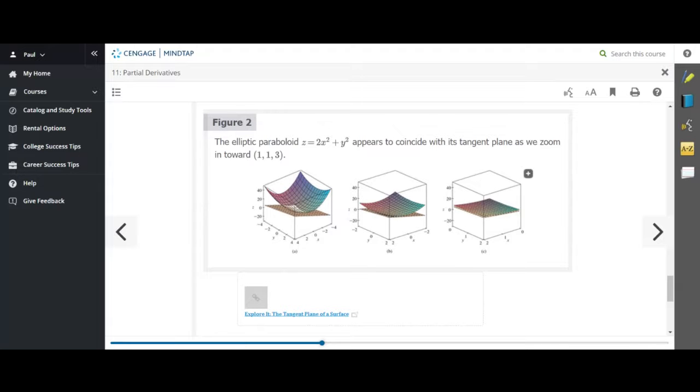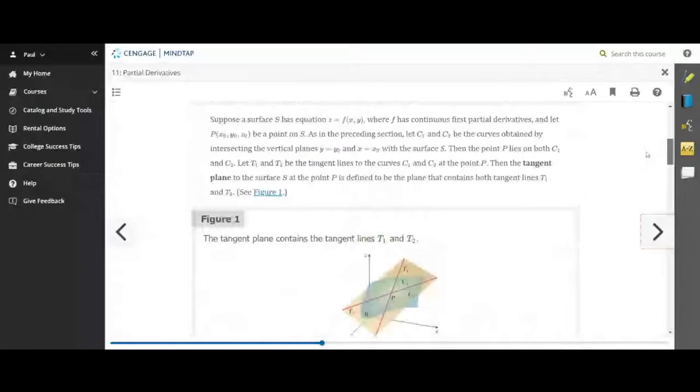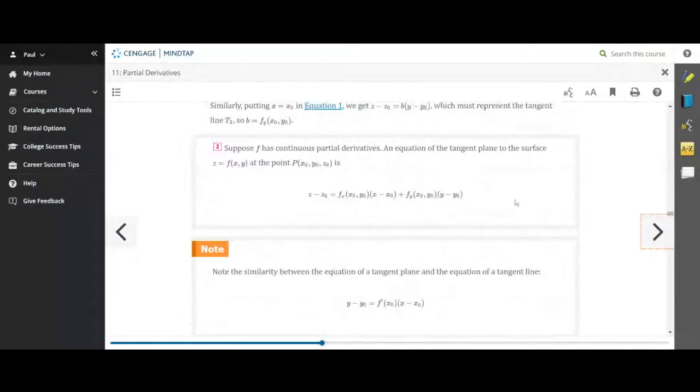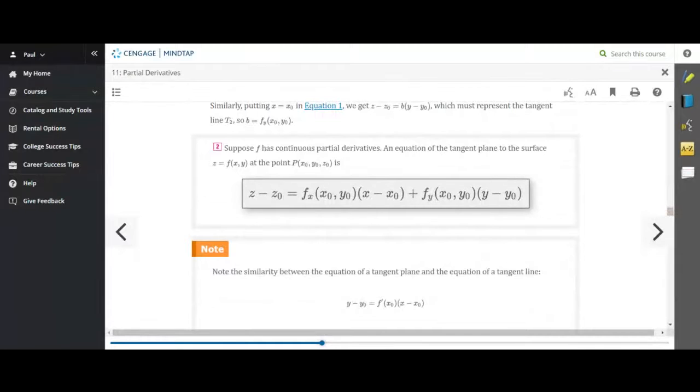The idea here is, if we want to find the equation of a tangent plane, how are we going to find that equation? I think it's worth showing you how they come up with it. This here is the actual equation of the tangent plane. And the tangent plane, you can see, depends on partial derivatives of the function in x and y, about some point x sub 0, y sub 0. So let me show you how they get that.